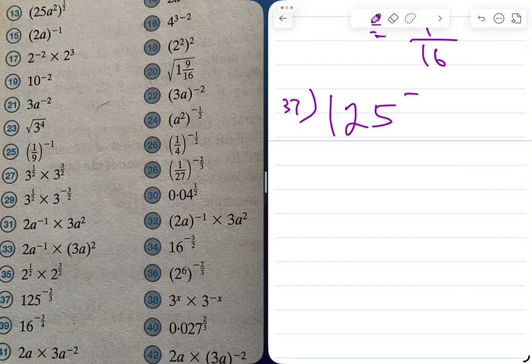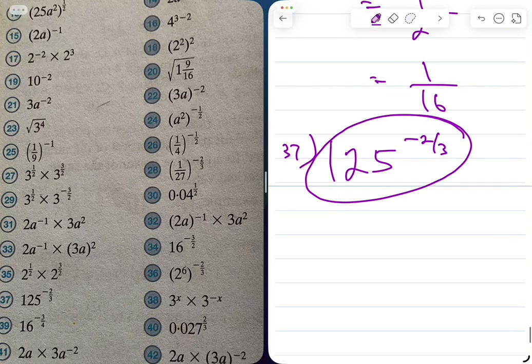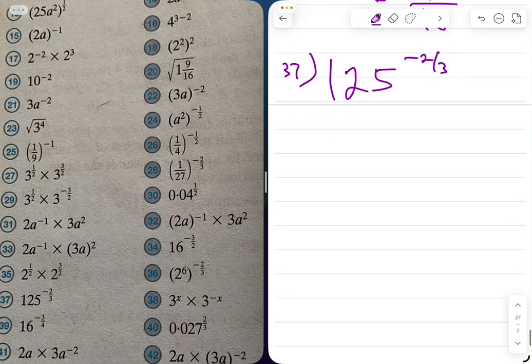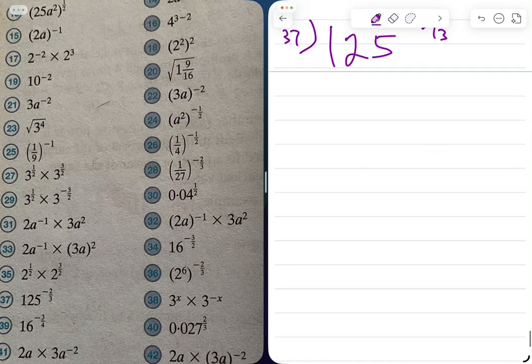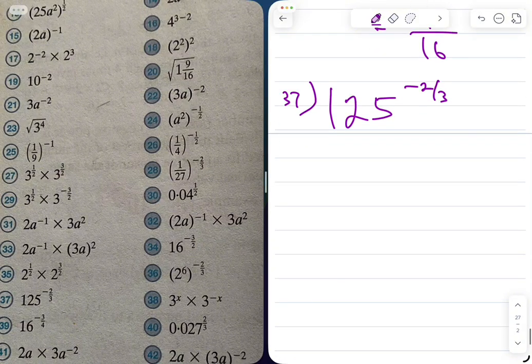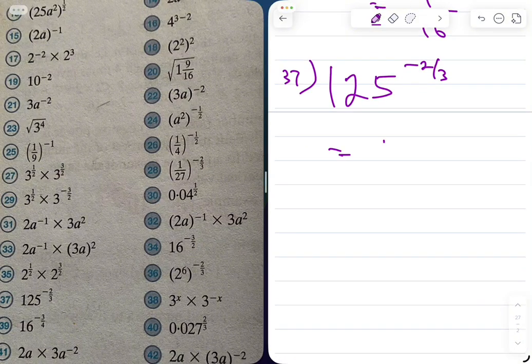125 raised to power minus 2 over 3. Make sure that you write it well. If you want to write 8 raised to power 2 over 3, write it this way, boldly, and don't make it look like 8 or number 2 over 3. So now 125 raised to power minus 2 over 3 is equal to the cube root of 125.